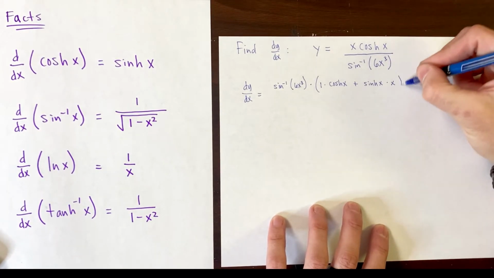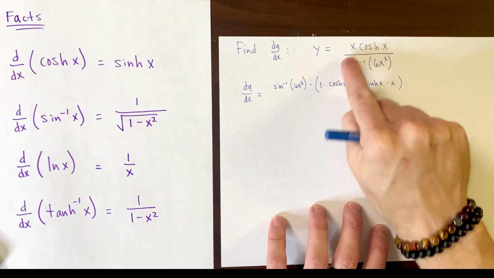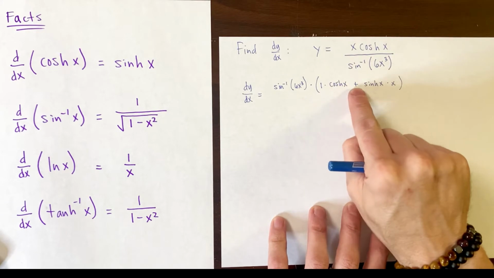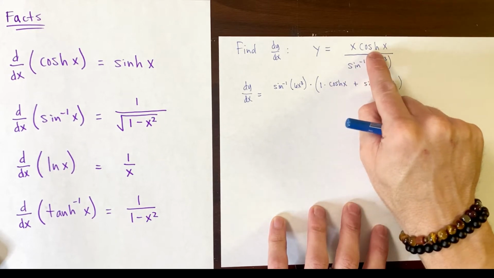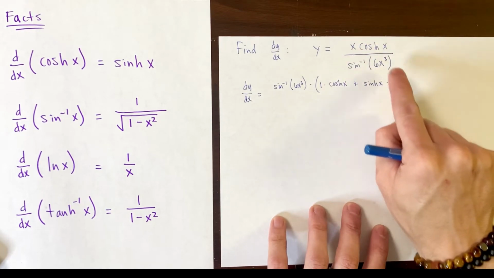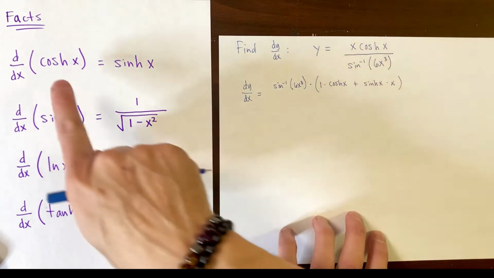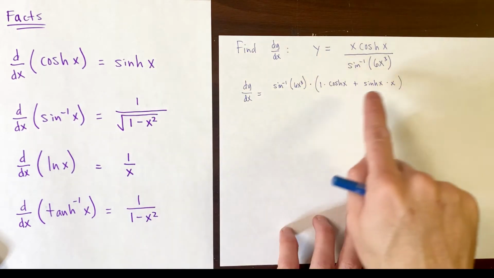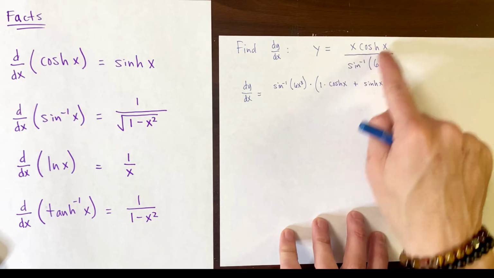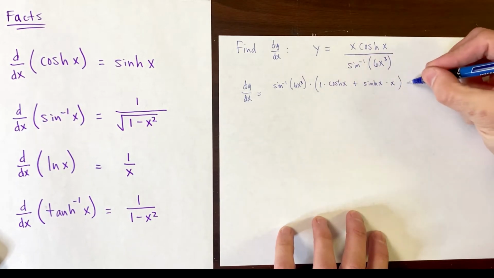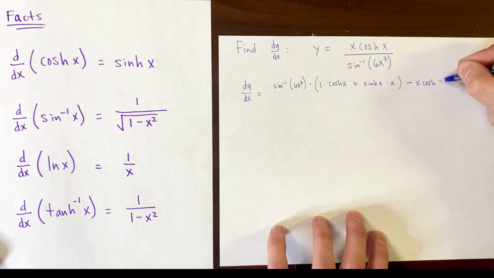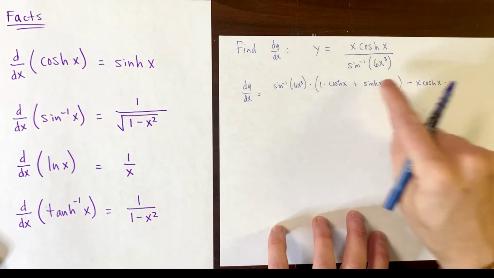So check it out. I did the derivative of x, it's 1. So the derivative of this times that, that's what this is. And then plus the derivative of this, which is that, times that, which is why that's x, because the derivative of cosh x is sinh x. So that's the quotient rule. I did bottom times the derivative of the top, which is all of that. And then remember, it's minus, then it's the top times the derivative of the bottom.